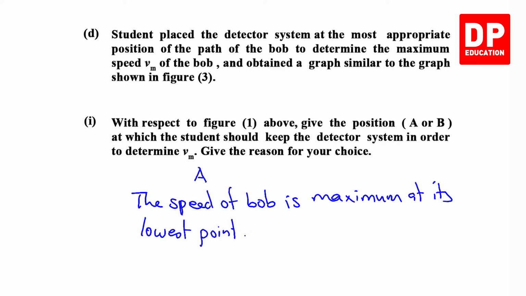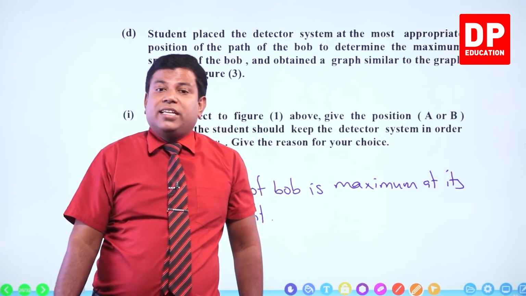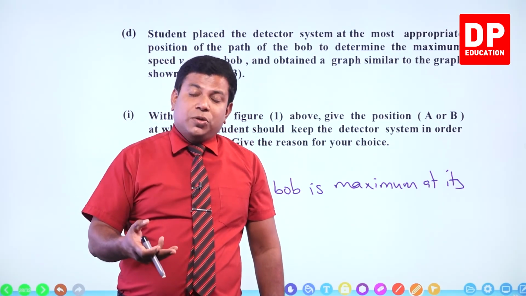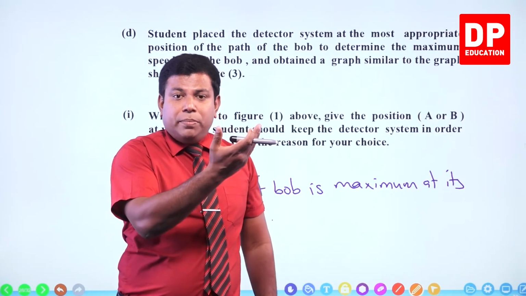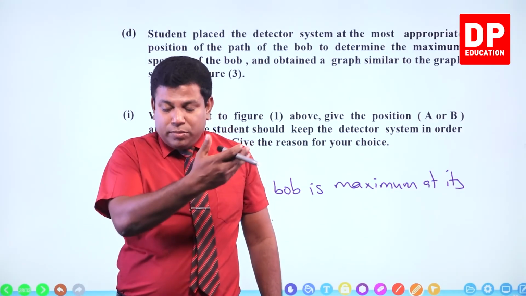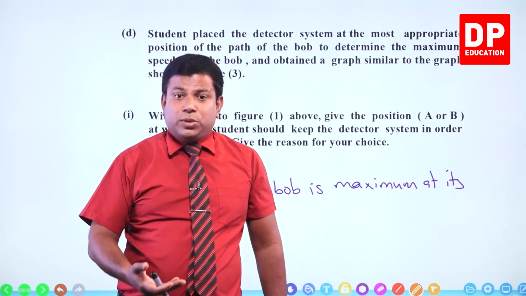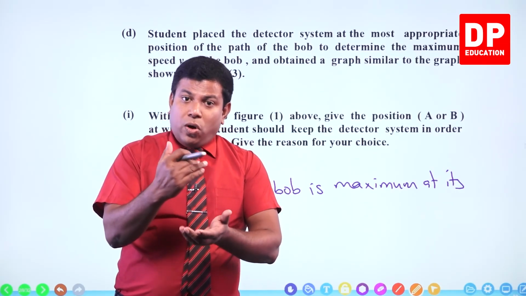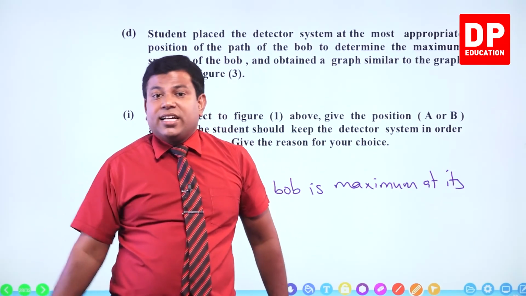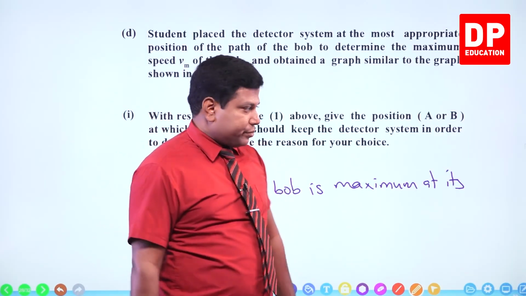Because what happens when it goes up and up, the potential energy increases. So, the kinetic energy reduces. So, when it goes up and up, the velocity reduces. When it comes down, potential energy reduces because height reduces. So, kinetic energy increases. How can the kinetic energy increase? Velocity can increase.